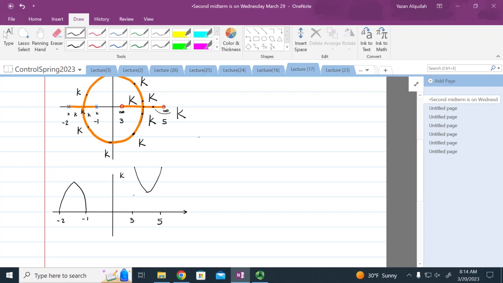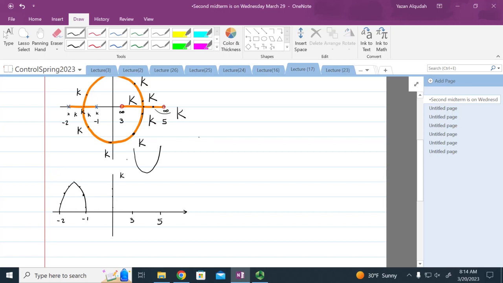What does this graph say? When k is 0, I am at -1 and -2. When k is a larger value, I'm going to be at this location and this location. When k is increased, my poles are going to be at these locations. When k keeps increasing, I'm going to be at this location and this location. Together? Now to be more accurate, this has to be starting all the way to the top like this.